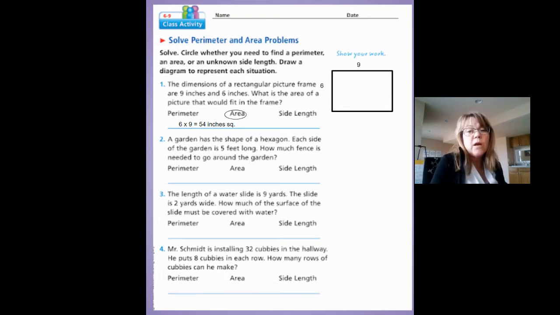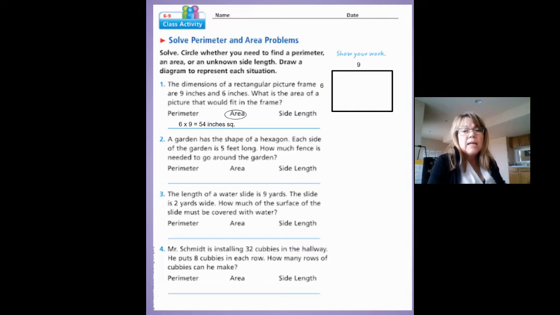So number 2, a garden has the shape of a hexagon. Each side of a garden is 5 feet long. How much fence is needed to go around the garden? Well, we know a shape that has 3 sides is a triangle, 4 sides could be a rectangle, a quadrilateral, or square of some sort, parallelogram. Many different choices, but 4 sides. 5 sides is a pentagon. We're looking for a 6-sided figure, which is a hexagon.